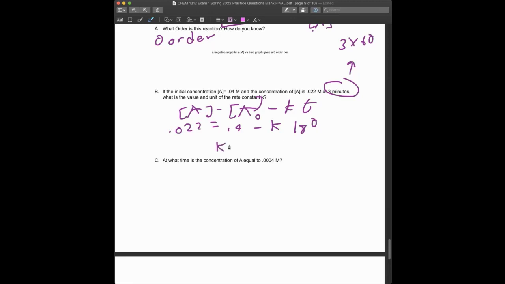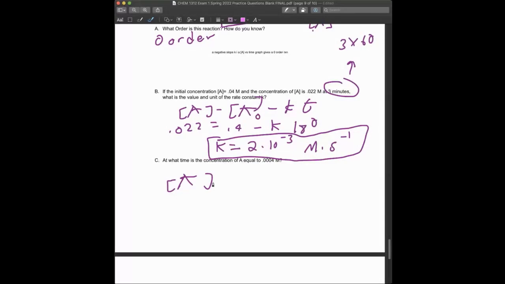And so K is equal to 1.1 times 10 to the power negative 4. And what are the units? Well, if you remember, for a zero order reaction it's going to be M times s negative 1. That's really your answer. Next: at what time is the concentration of A equal to 0.004 M? Let's take that same formula: 0.04 minus KT.